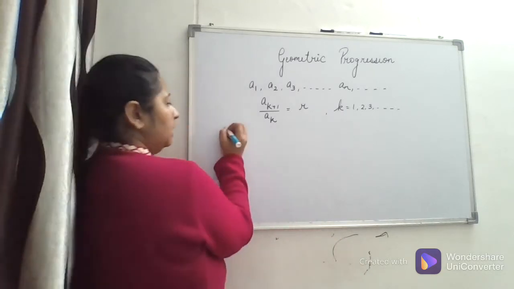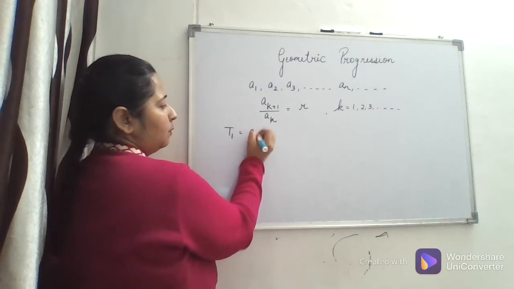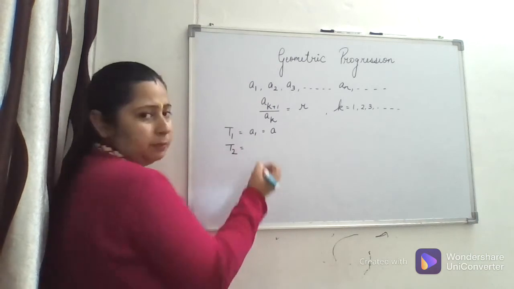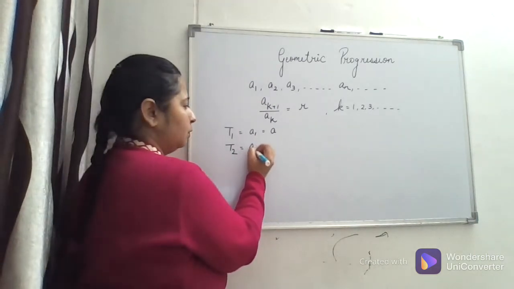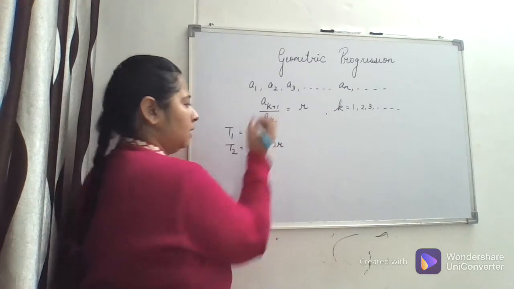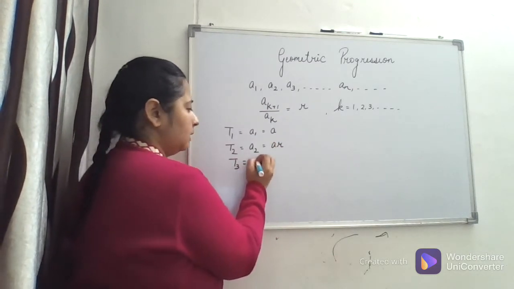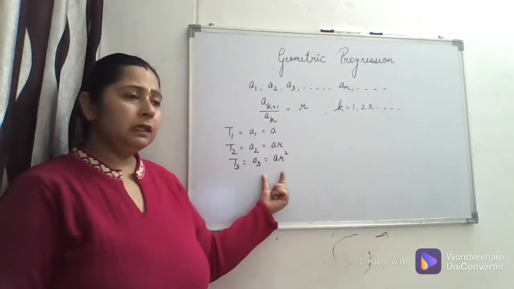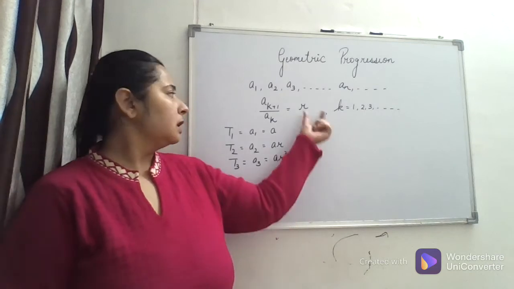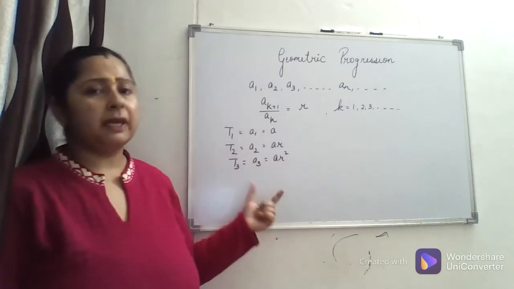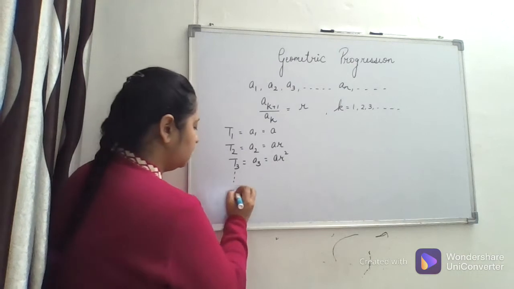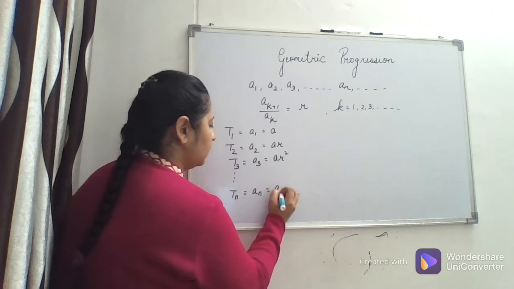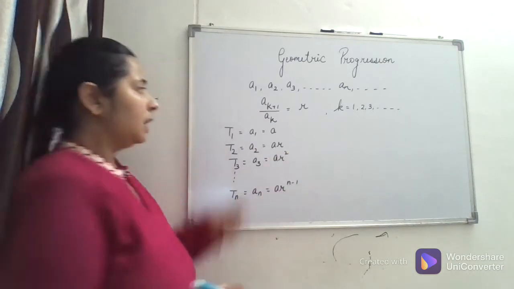Term T1 is represented as A1, or you can simply write it as A. Term 2 in GP, that is A2, is written as AR. Term 3 is A3, and it is written as AR square. When you divide the third term by the second term, you will get a constant R, that is, your quotient is R. Each time you will get this only. So on till term N, that is An, and that is AR^(N-1). I hope it is clear now.